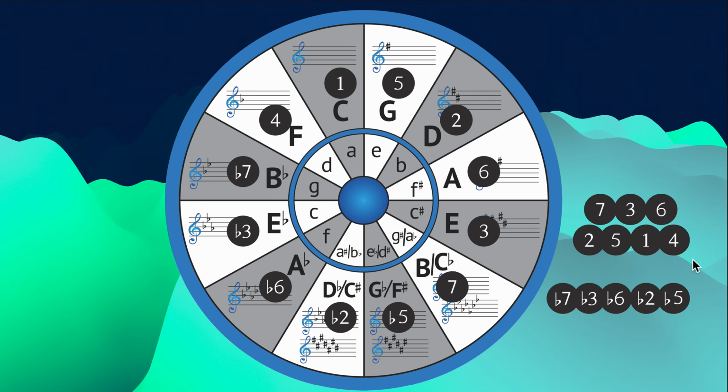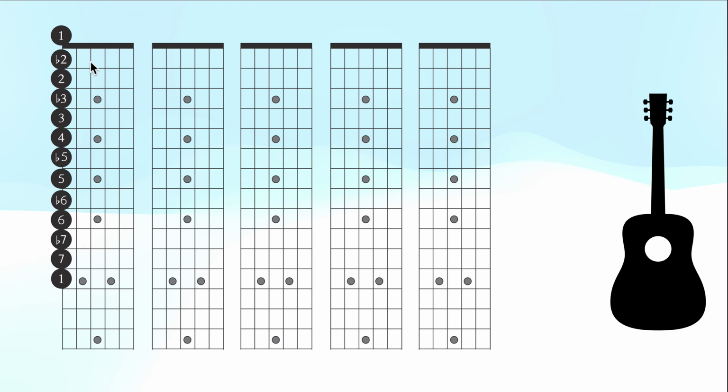But knowing that, because a lot of common chord progressions get used in fourths. That's because fourth progression is pleasing. It's forward moving in harmony. So 7, 3, 6, 2, 5, 1, 4, flatted 7, flatted 3, flatted 6, flatted 2, flatted 5 is the order of fourths. So let's look at this on the fretboard.